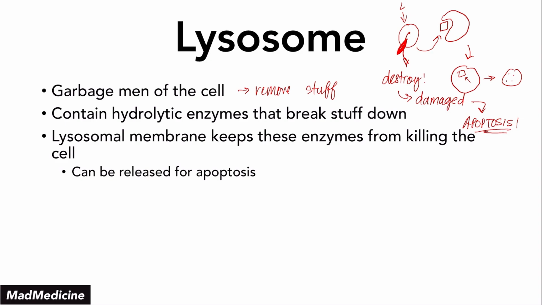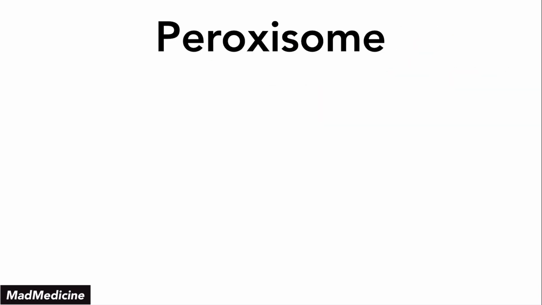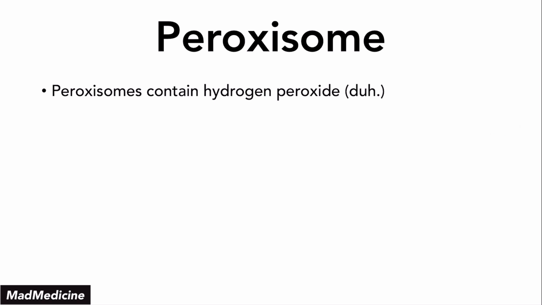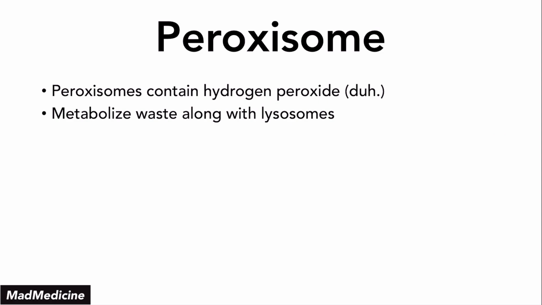These are the garbage men. Next, we got peroxisomes. Peroxisomes are organelles that actually contain hydrogen peroxide. The name gives it away. Hydrogen peroxide is a very dangerous molecule. It causes damage, but it's important for you to have because you need them in order to do a lot of the functions. Peroxisomes will also metabolize waste along with the lysosomes. So think of peroxisomes, in my opinion, as the garbage truck.